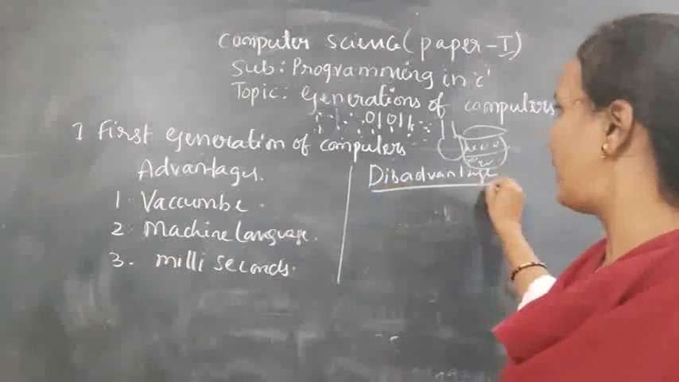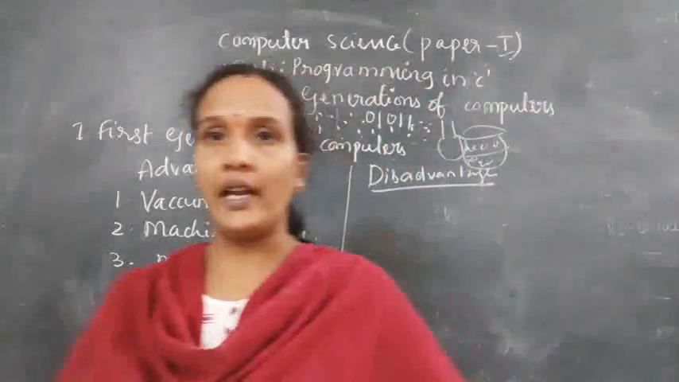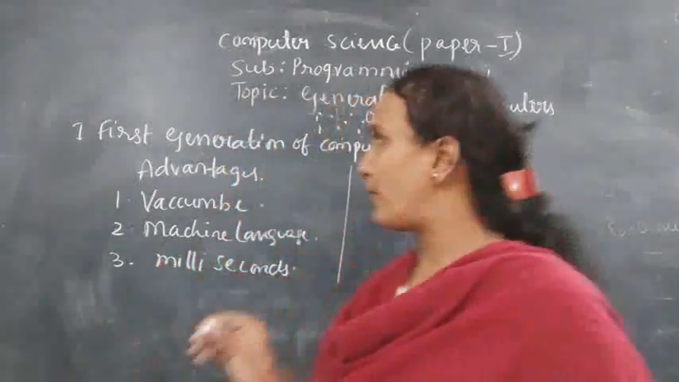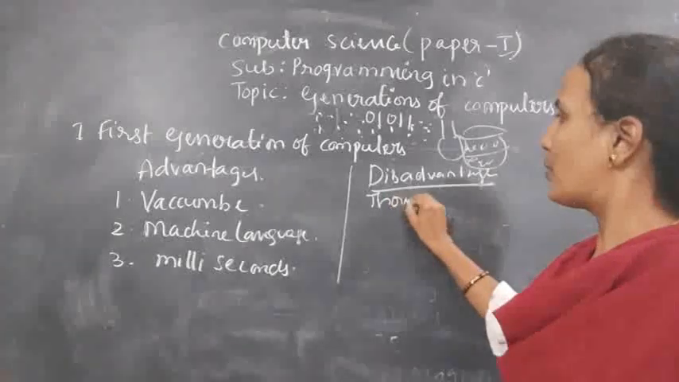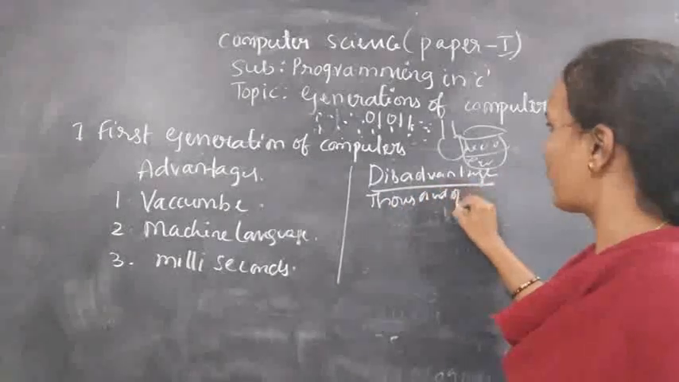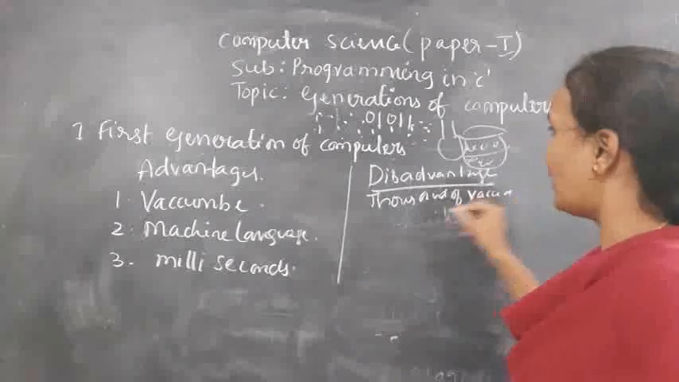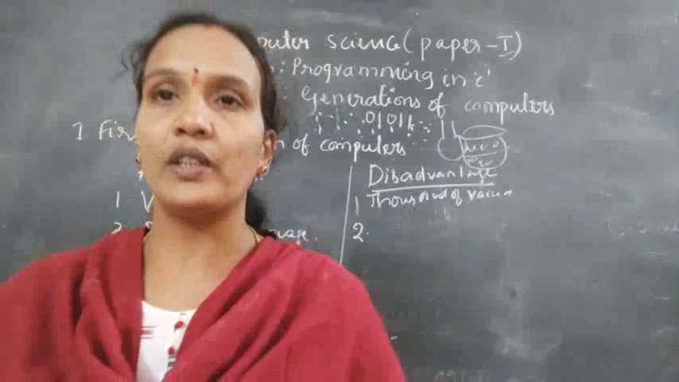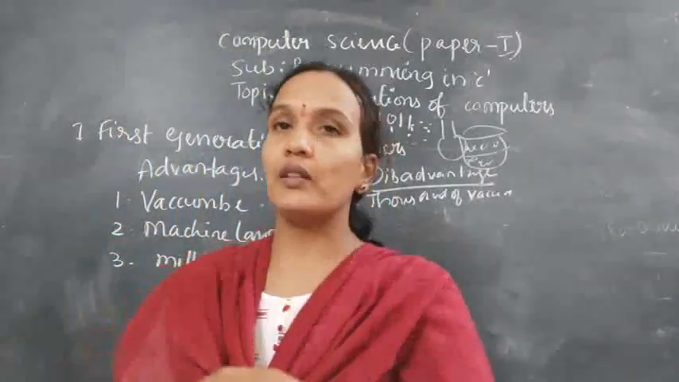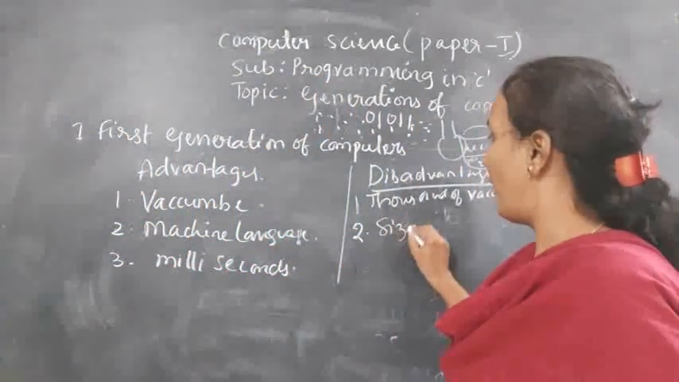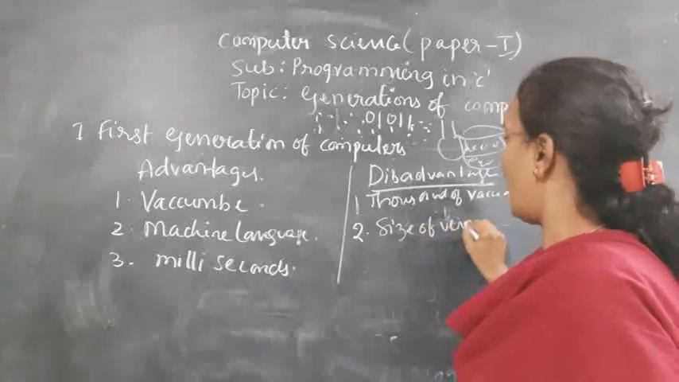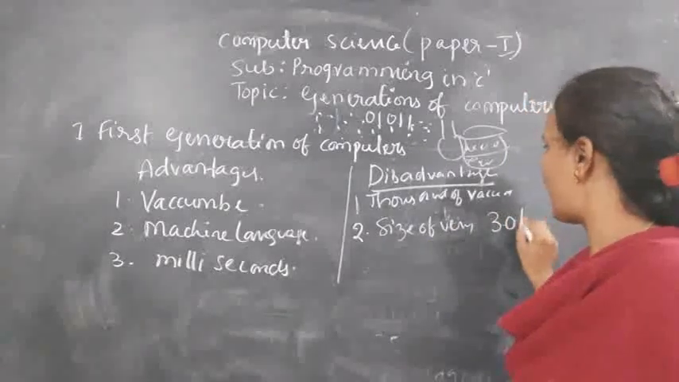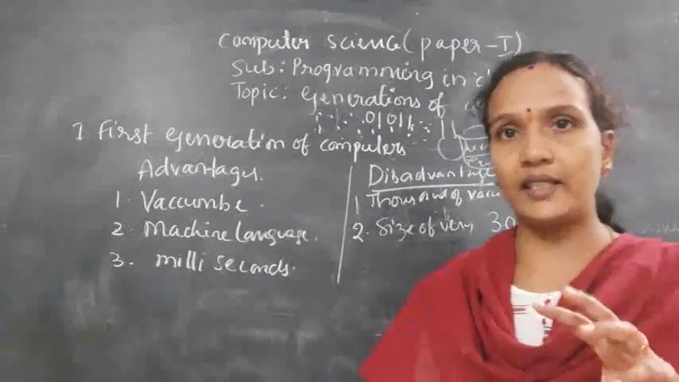What disadvantages we have is, in order to design one computer system, they need thousands of vacuum tubes. Those days, the size of the computer is very big, nearly equal to 30 tons. How many tons? 30 tons.